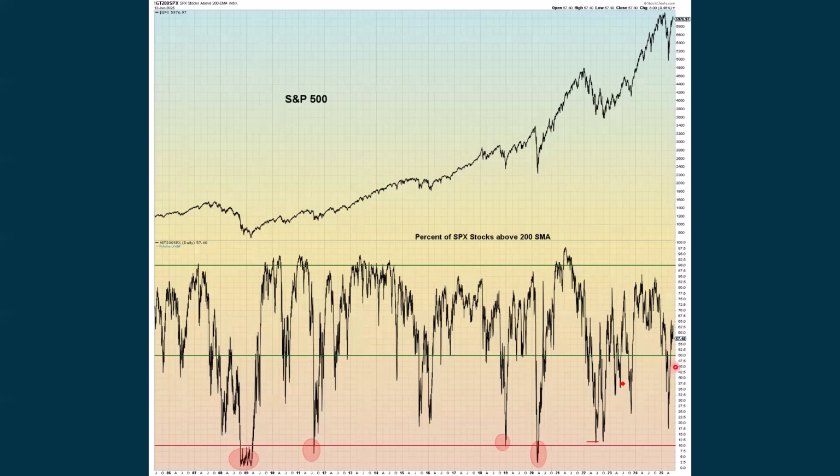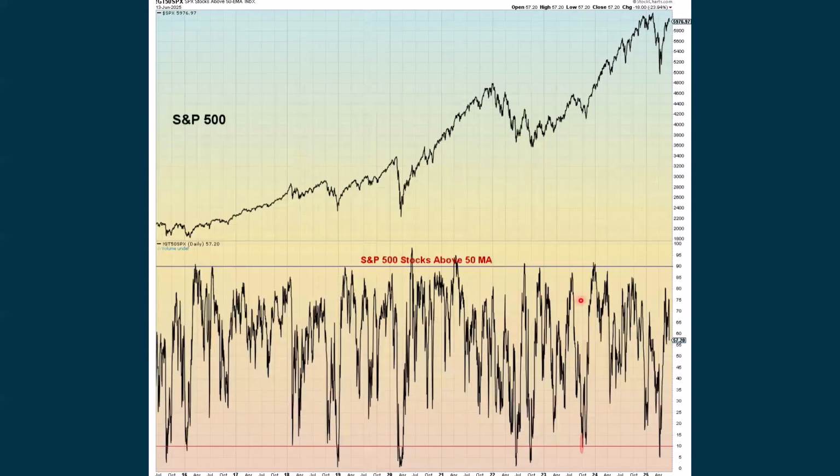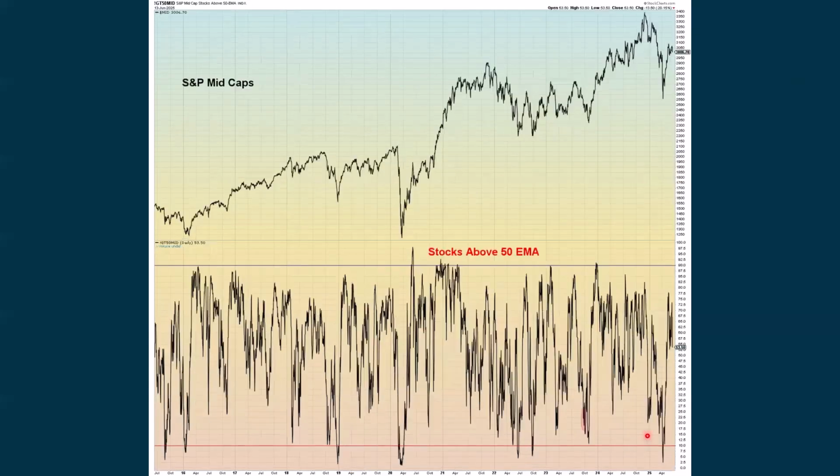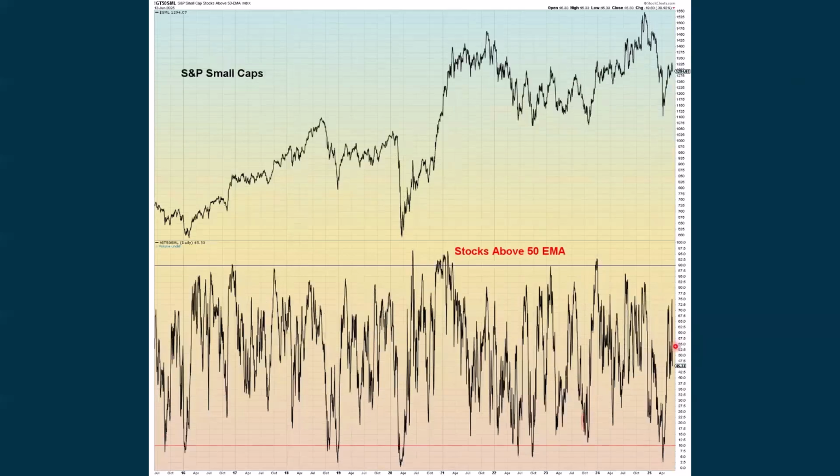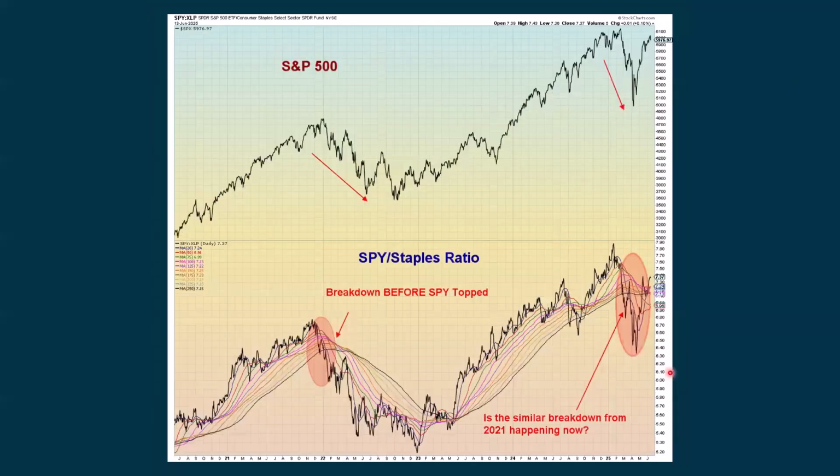And then we use that same idea with those stocks above their 50-period moving average. Even though we declined on Friday, we're still above 50, and we're not giving any kind of an extreme positive or negative reading here. We look at the mid caps, which are just barely above 50 right now. They had been improving. And we had small caps, which are dropping back below 50. So they're looking a little more negative.